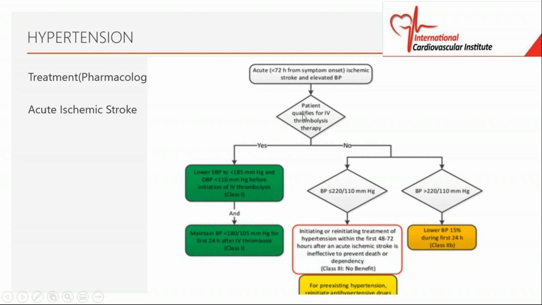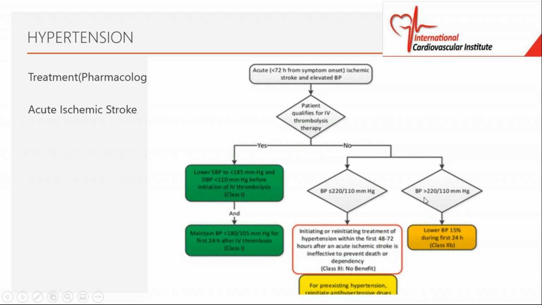If the patient is a candidate for the blood clot busting medicine, that is TPA, then of course you have to make sure the blood pressure is below 185/110 before you give the thrombolytic drug. We call the TPA a thrombolytic drug. And then you're going to maintain that lower blood pressure, less than 180/105, for at least 24 hours. Okay, so that's very important.